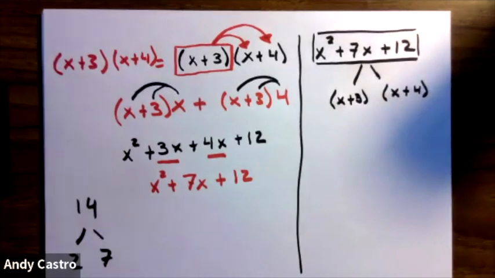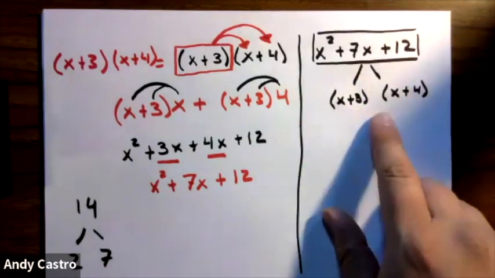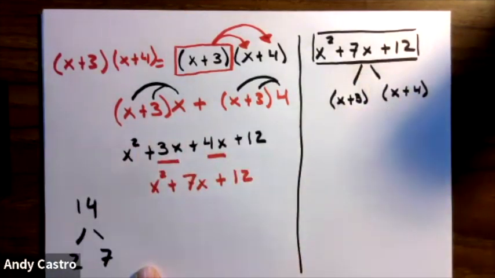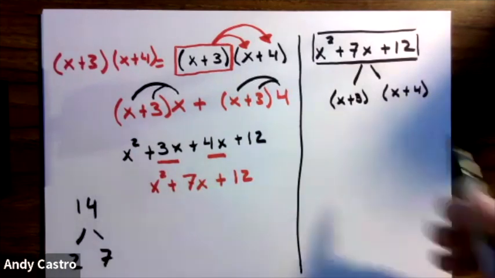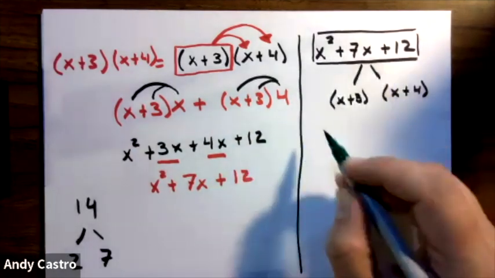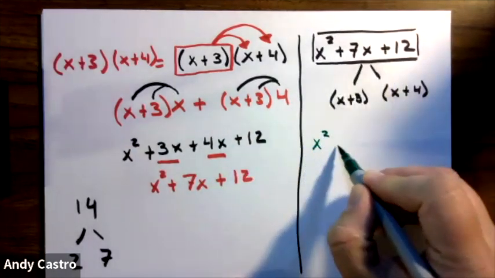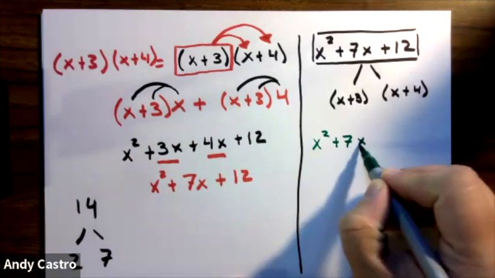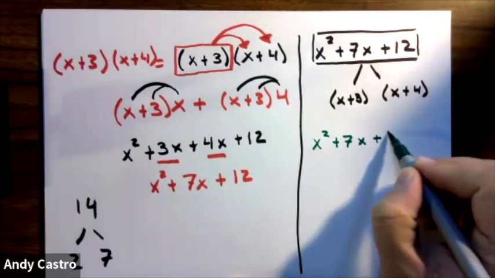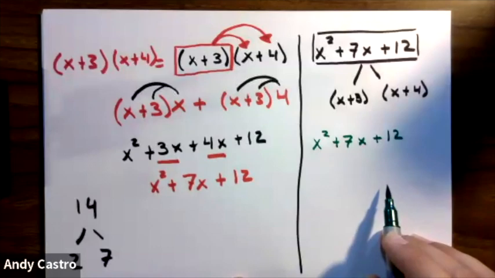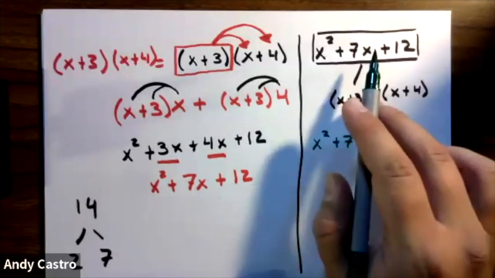So what's important is that we recognize that we're factoring this the same way that we're factoring regular numbers. But since we have x's in there, there's going to be a way in which we can factor these. Okay. So let's say that we started with x squared plus 7x plus 12. How do I know what two things multiply together to give me that?